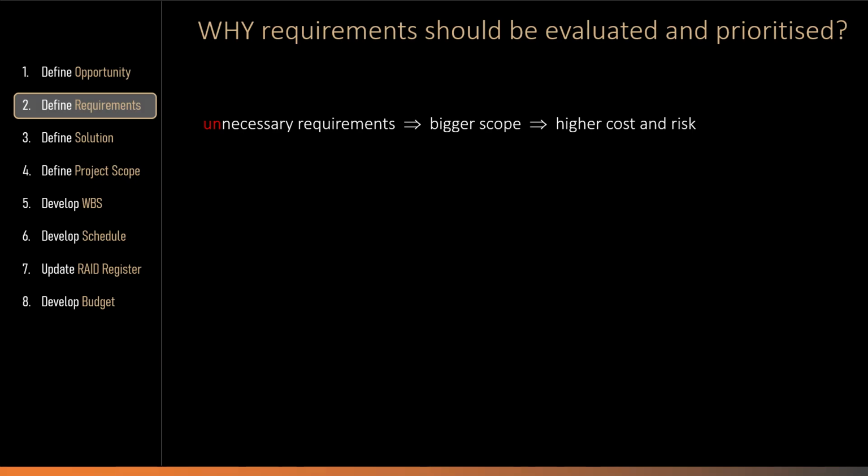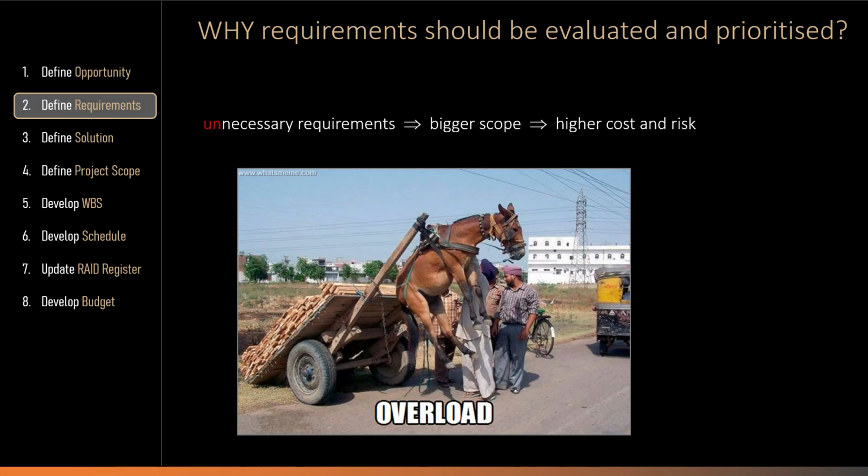If we include too many low-value or high-risk requirements, the project becomes too complex, too expensive, and harder to deliver. The team may become overloaded, timelines may increase, and the risk of failure may grow. So by excluding or deferring unnecessary requirements, we can keep the project focused on what matters most. The goal is to maximize project value while at the same time keeping project scope realistic and manageable.